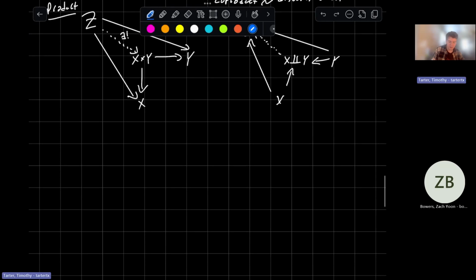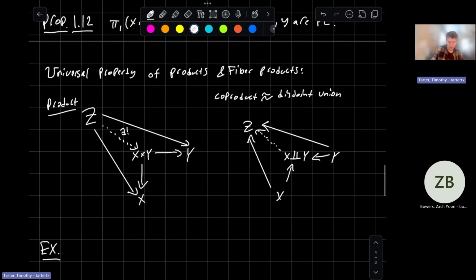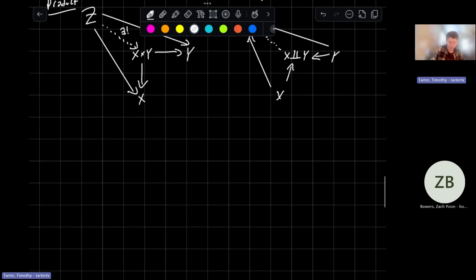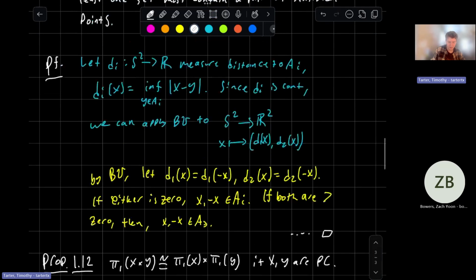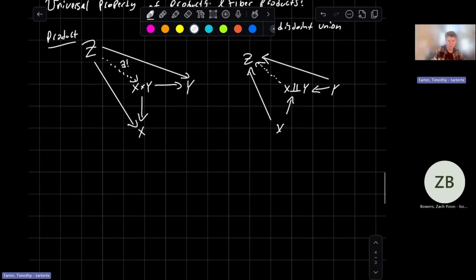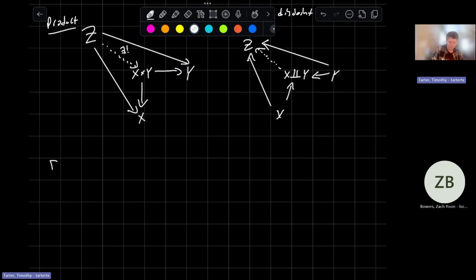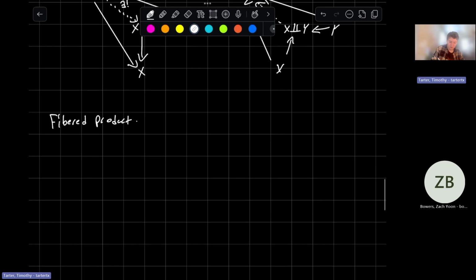Yeah. So as an example, I don't know if it's an example of this, but oh, right. I was going to talk about fiber products. Fiber products are this really interesting construction, and I'm not entirely sure that algebraic topology uses them as much as algebraic geometry. But a fibered product is this thing that we'll sometimes call the pullback.